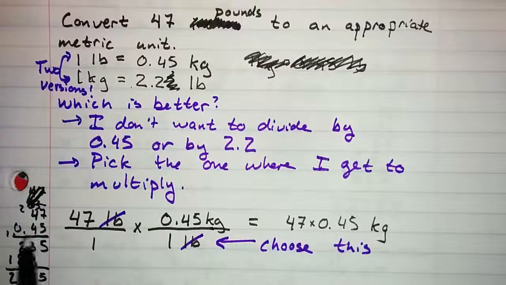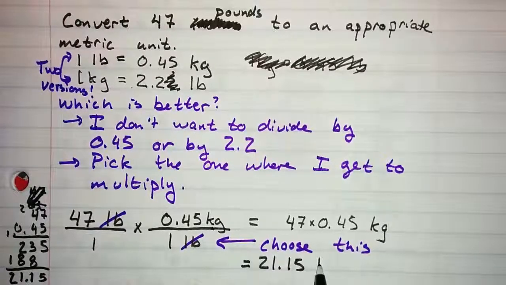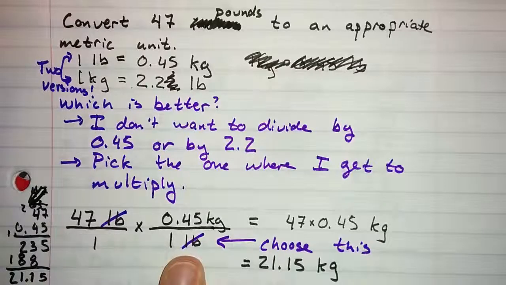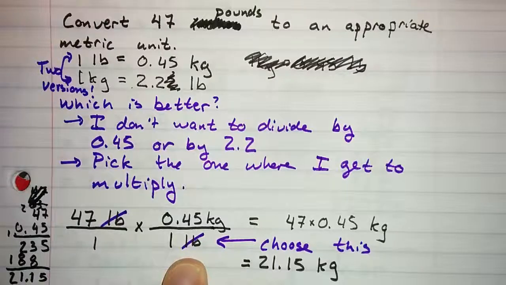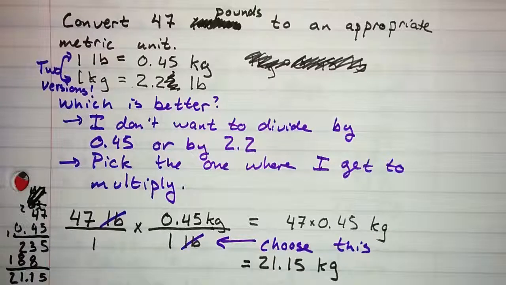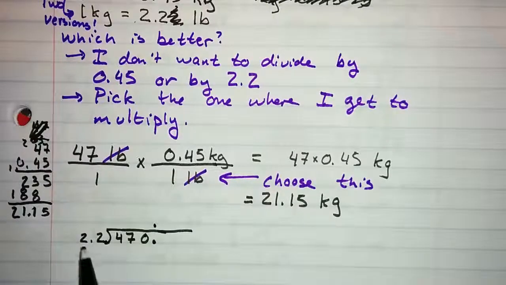I see 1, 2 total digits after the decimal point. So I want 2 digits after the decimal point in my answer. I get 21.15 kilograms. Notice, though, the choices that I made. I decided I wanted to use this conversion factor and not 1 kilogram over 2.2 pounds because I'd rather multiply by 0.45 than divide by 2.2. If I had divided by 2.2, I would have to do this messing around to be dividing by 22 instead.